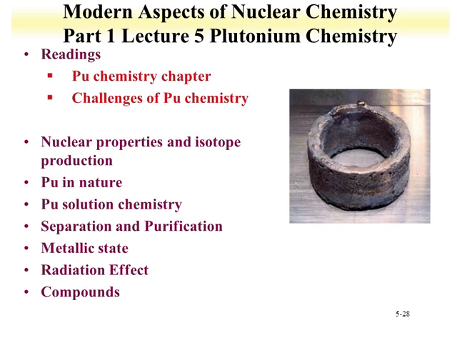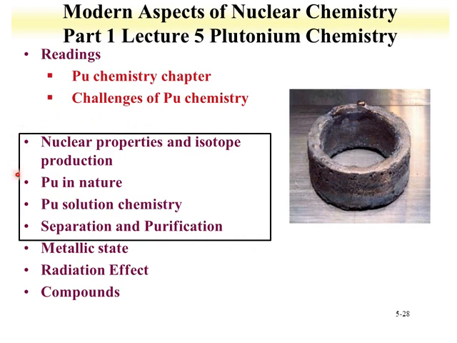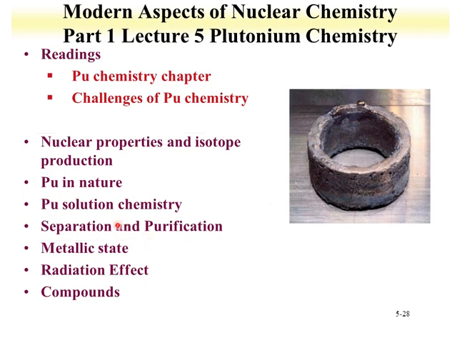This concludes the first part of the 3-part lecture on plutonium chemistry. These topics were reviewed: isotope production and nuclear properties, plutonium in nature, solution chemistry, and separation and purification of plutonium. Lecture 2 will cover the metallic state, which is next, which we should go to upon completion of this. And the final lecture will talk about some radiation effects in those metallic states and plutonium compounds.